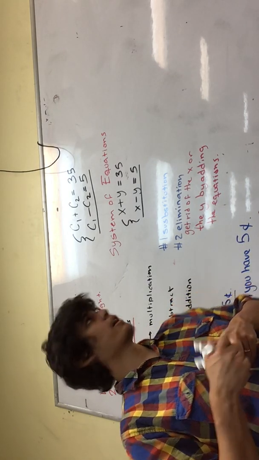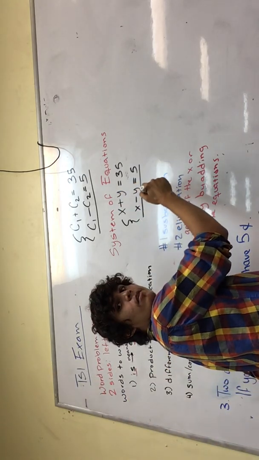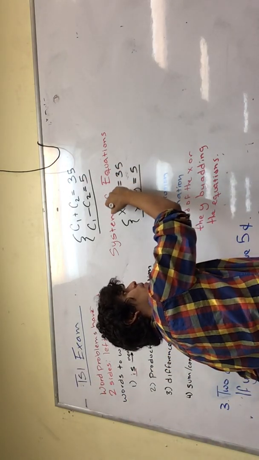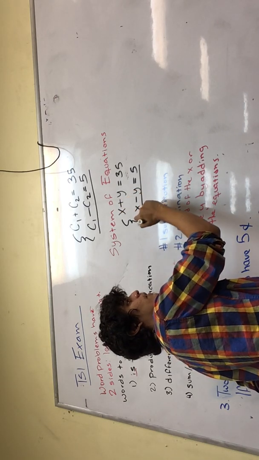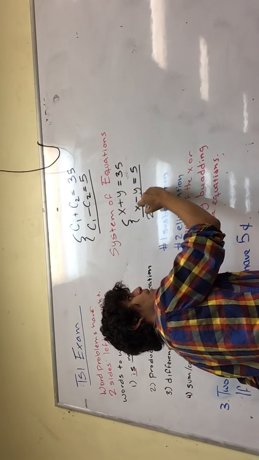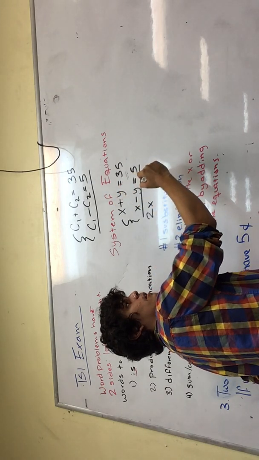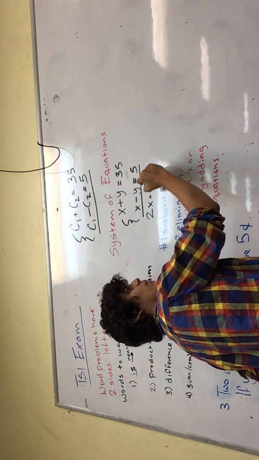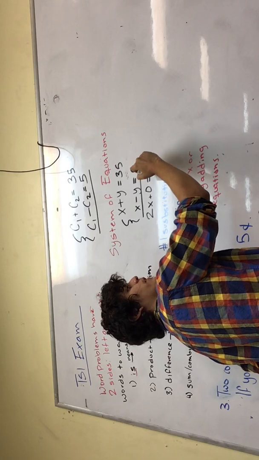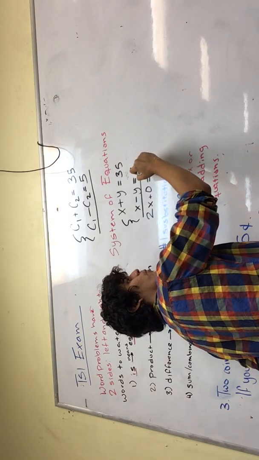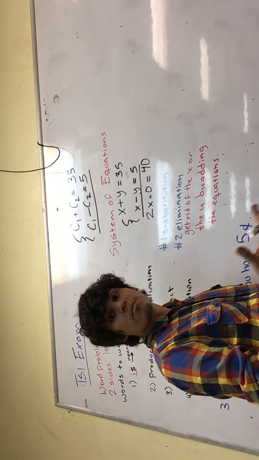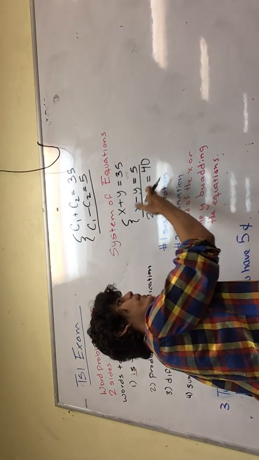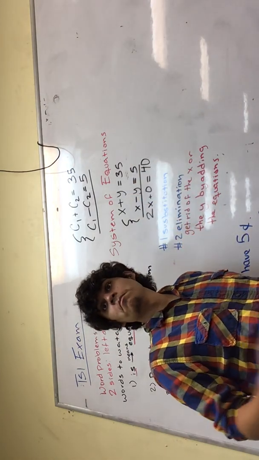The y. We're going to get rid of the y, right? So then that's going to be, let's actually do that real quick. x plus x, 2x. y minus y, 0. And 35 plus 5, 40. Very good. Okay, so now you have a much simpler equation. Look, 2x is equal to 40.